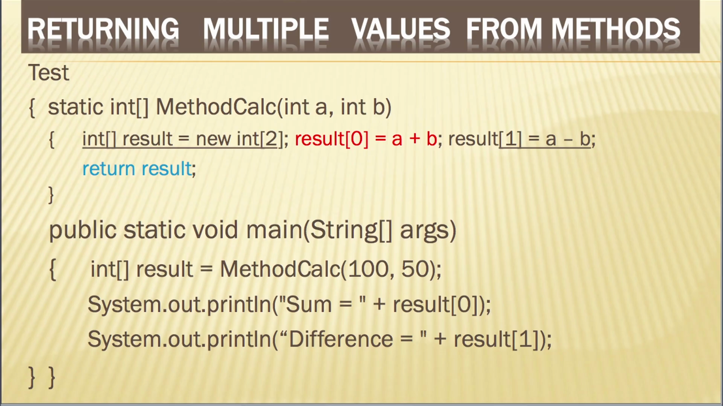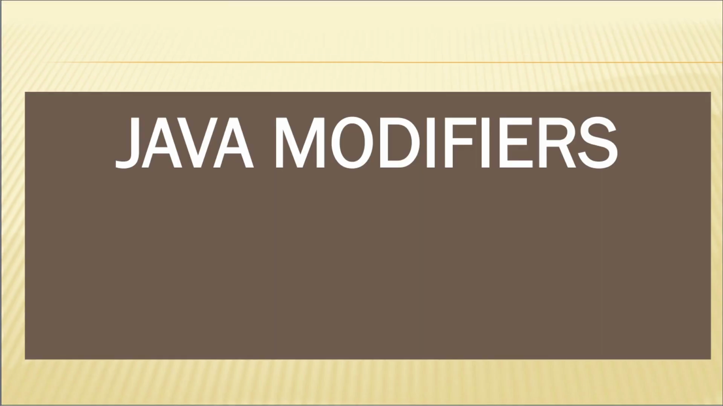However, in the second statement system.out.println, there is the difference of result 1, where the difference is a minus b. So result 1 will store the difference of a minus b. So it will return result 1, and it will show the difference of these two, a minus b. So this is all about passing arguments to the function as well as returning values from the function.